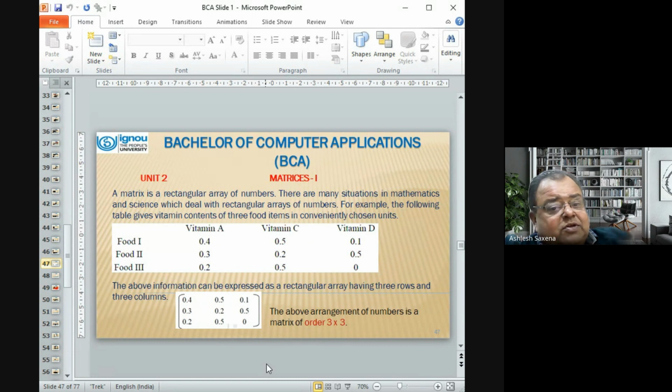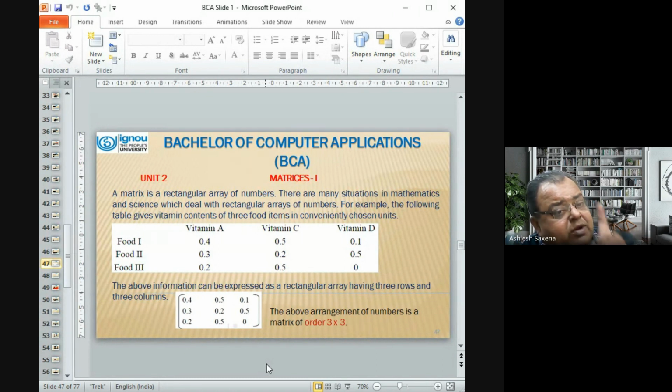Food 1 consists of three vitamins: vitamin A, vitamin C, and vitamin D. Similarly, food 2 has the contents and food 3 has the content. Now, this information can be converted into a rectangular array which comprises rows and columns. Same order. We cannot change the order. Since we have three columns and three rows, it will be a 3 by 3 matrix. Order of 3 by 3.